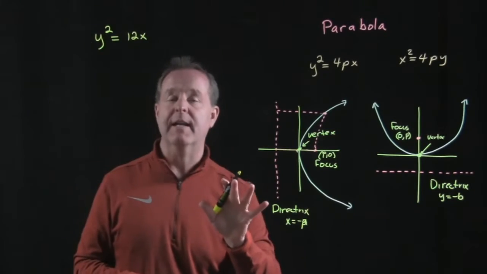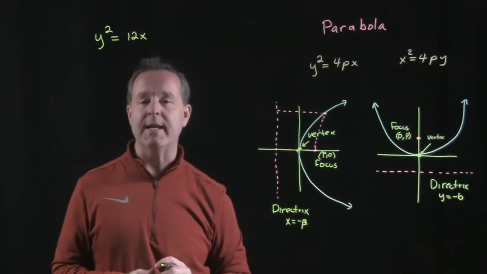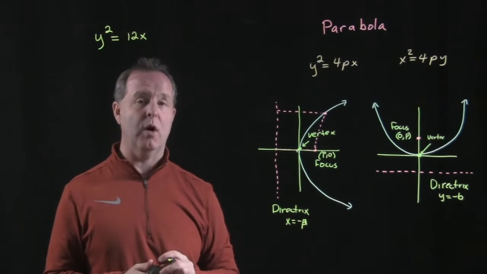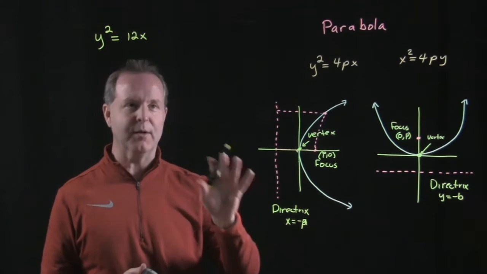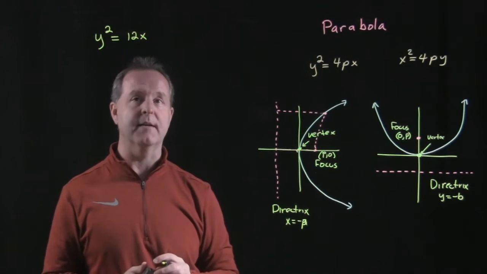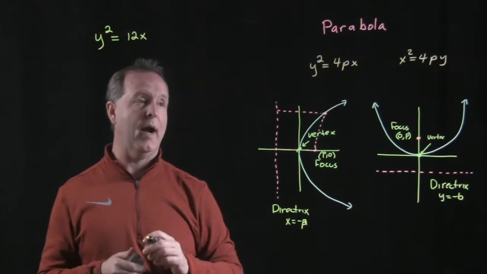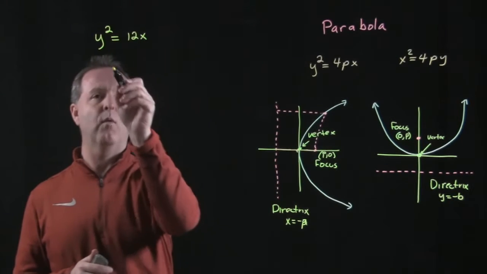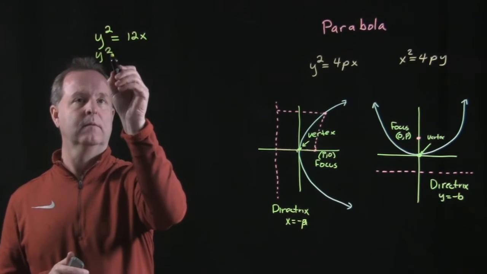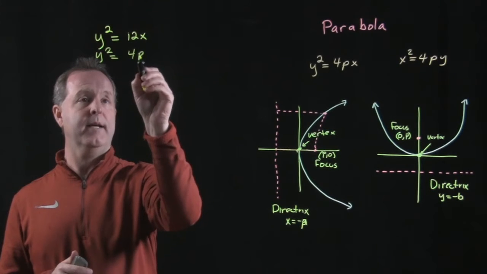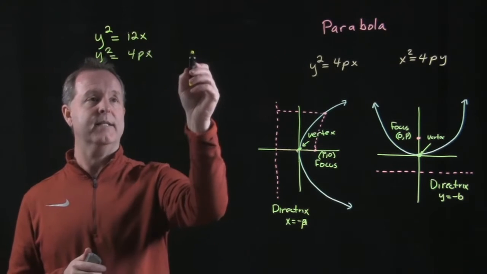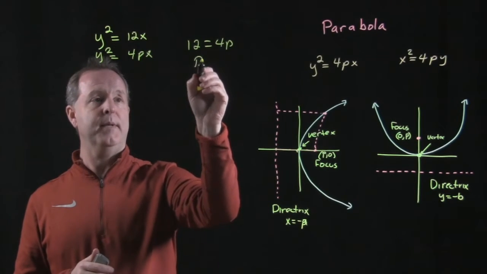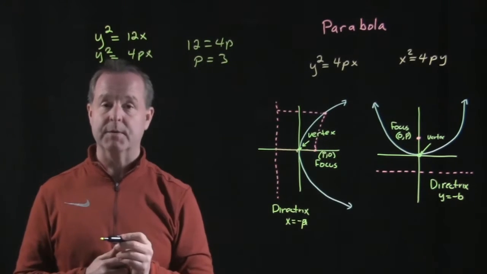So the first example we're going to look at is the parabola y squared equals 12x. Excuse me, I kept meaning to say y squared equals 12x. So let's go ahead and try to graph that. What we know is that y squared equals 4p times x. If that's the case, then 12 equals 4p, and then p equals 3.